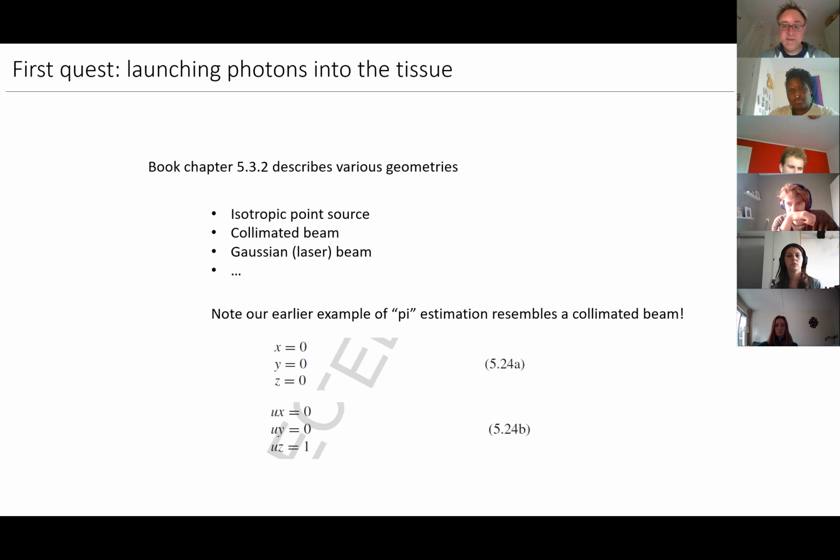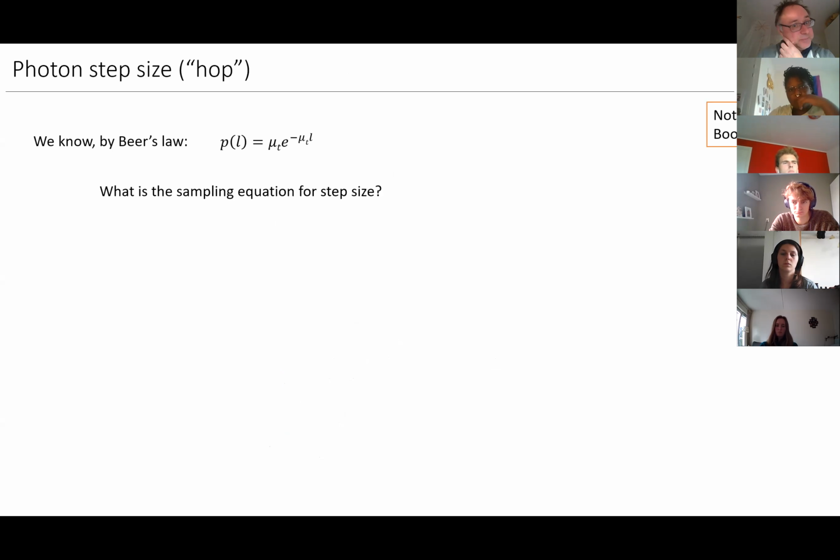You can define a laser beam with a Gaussian intensity profile, so that more photons are launched in the center of the beam compared to the side of the beam, and that's actually the great part of these Monte Carlo simulations. You can add a lot of versatility as long as you can identify how to sample it. You can add a lot of complexity that you hardly can do in analytical modeling. So it is very powerful.